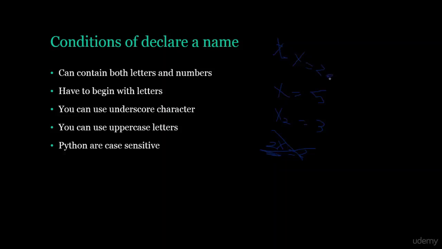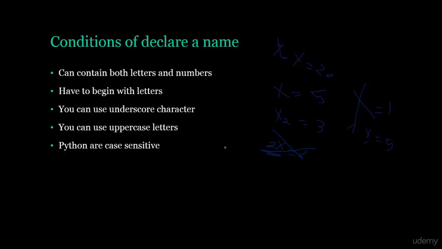You can use uppercase letters, X equal to 1 and x equal to 5. Remember that Python is a case sensitive language. This x variable and this X variable, these two variables are not the same. This is a variable and this is another variable.